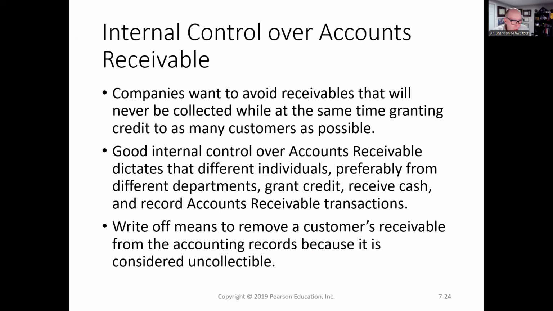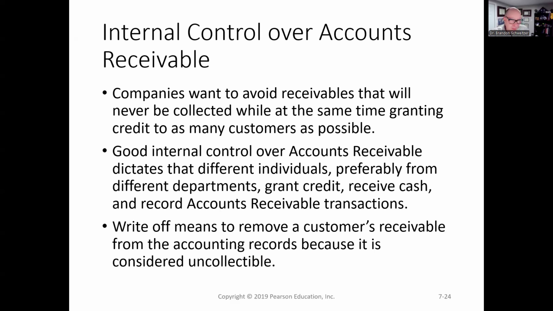So what happens when the customer doesn't pay us? Well, we have to write off that account receivable. We do that through a process called bad debt expense, right? So we debit bad debt expense and we credit an allowance for bad debt or allowance for doubtful accounts.